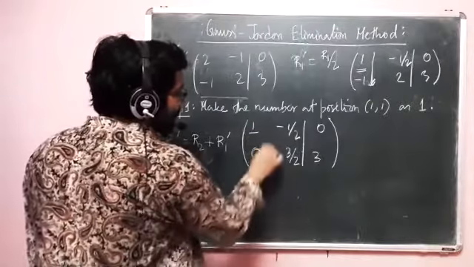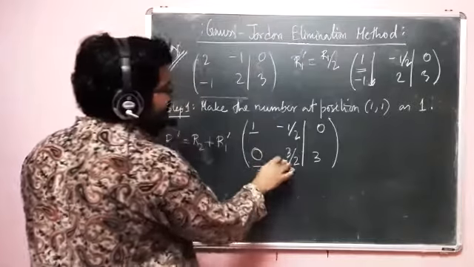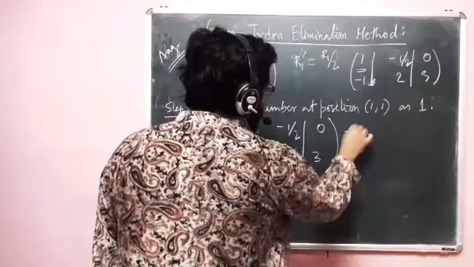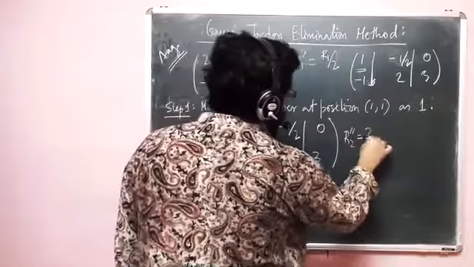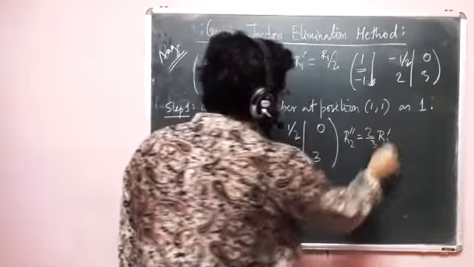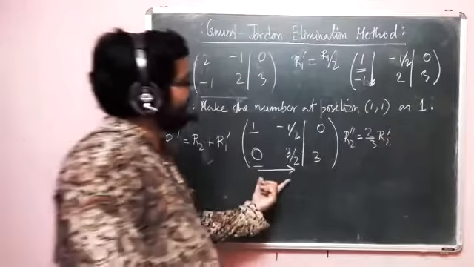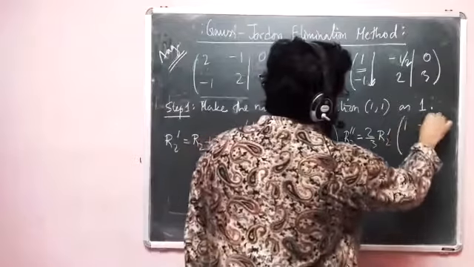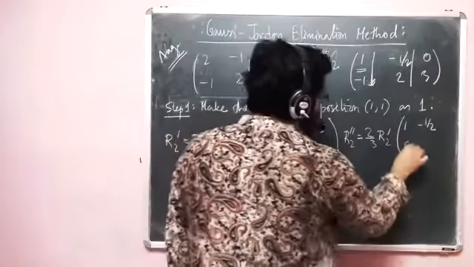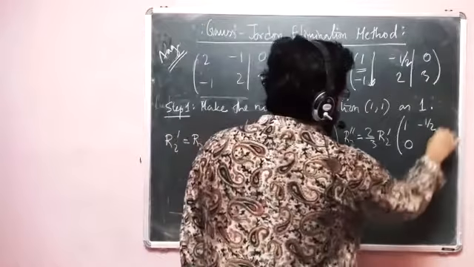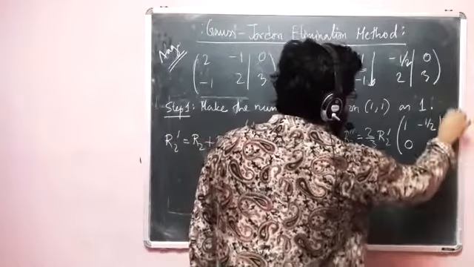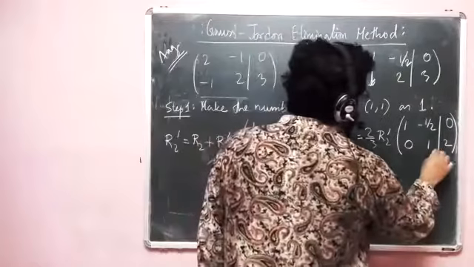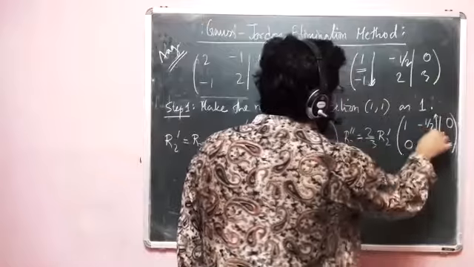Then this place. So now I go in this direction, make this one 1. So how do I do that? That's very simple. R2 double dash is 2 by 3 R2 dash. Okay, so that will make this element 1. So 1 minus half, 0, 1. This is 2.